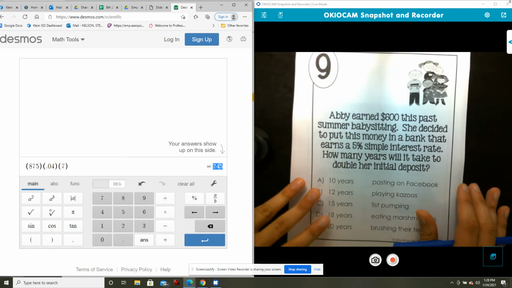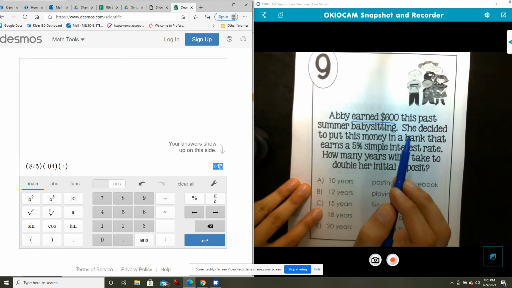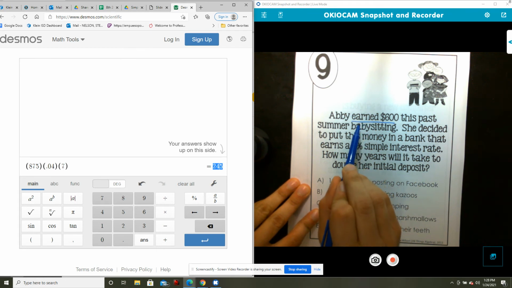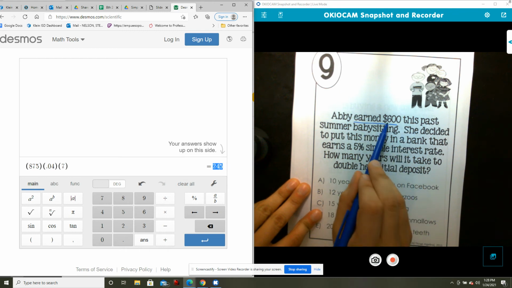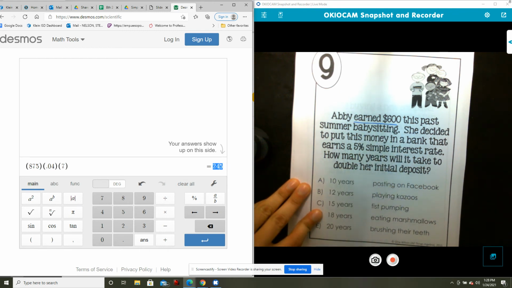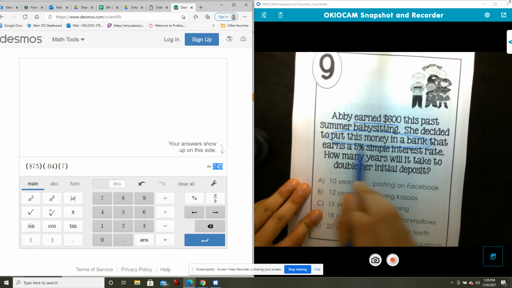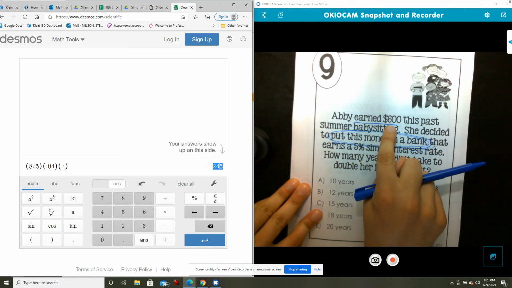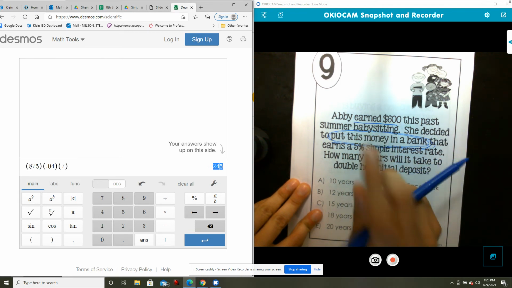All right, so Abby earned $600 this past summer babysitting. Okay, she earned $600. So with that word "earned," we might automatically assume, oh, this might be the interest that she earned. But let's keep reading just to make sure exactly what the $600 is about. She decided to put this money in a bank. So if she's putting this money in the bank, remember, earning money from the bank or an investment firm, that's the interest. But if she earns $600 from babysitting, that's not earning money from investing. That's just earning money from babysitting.